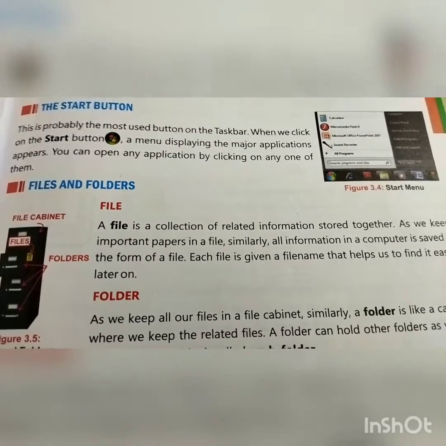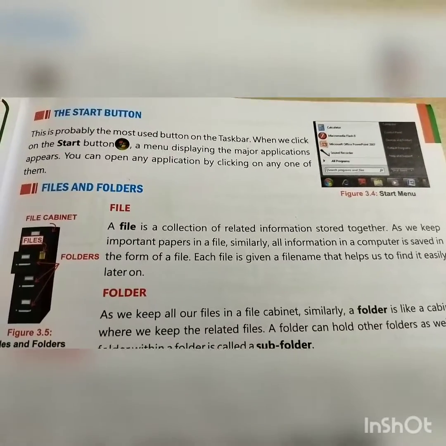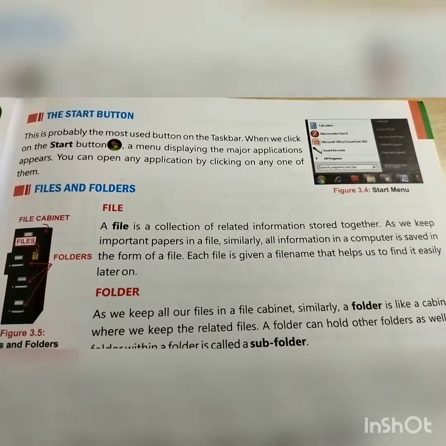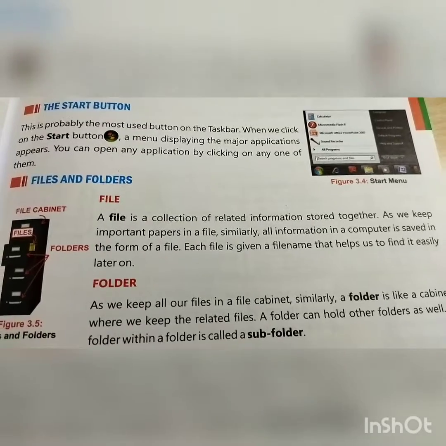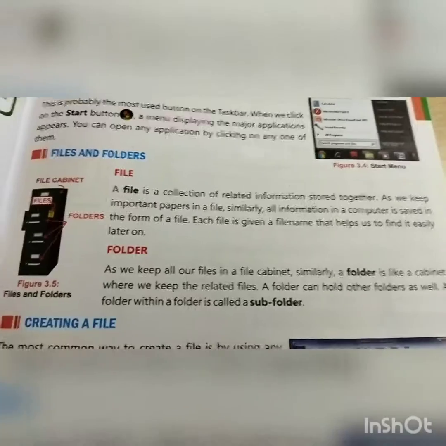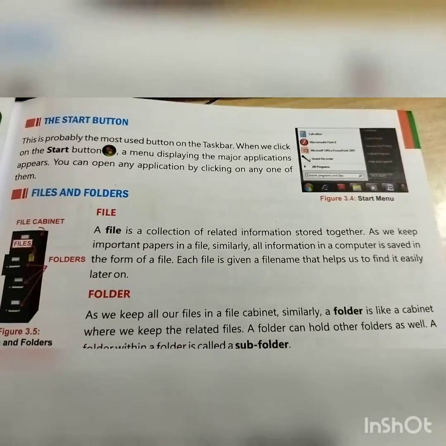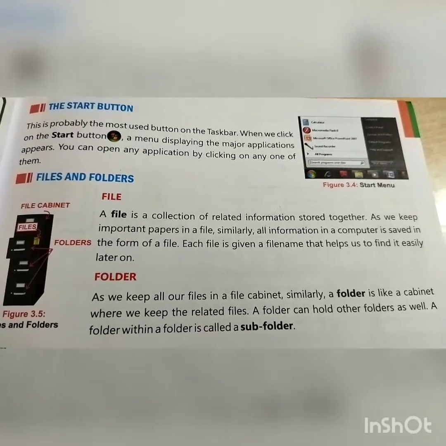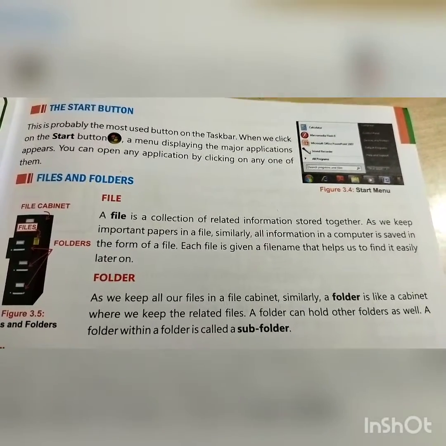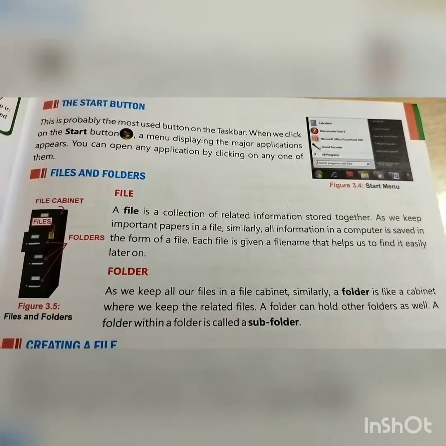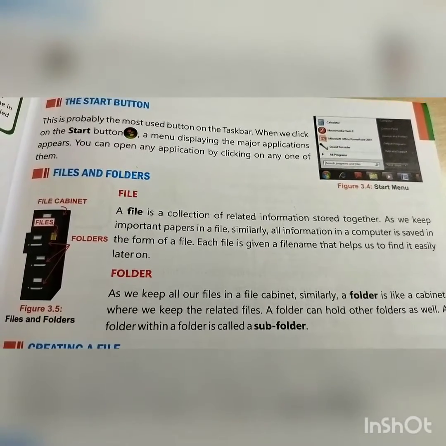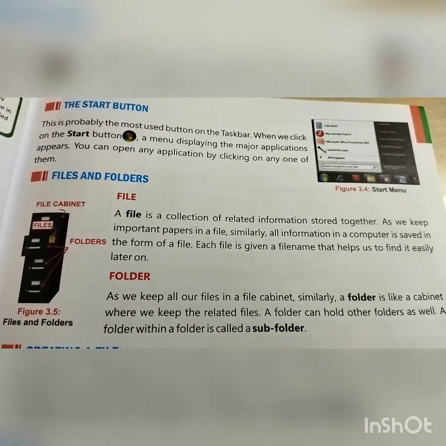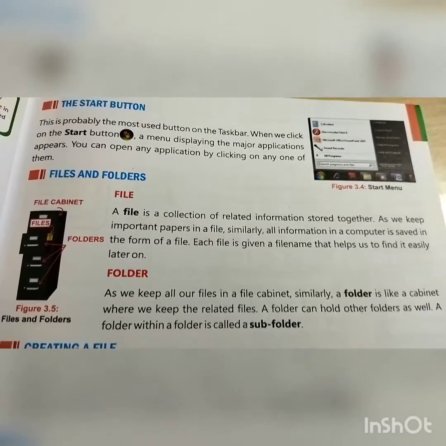Next, students, you can see files and folders. Files and folders are used in MS Windows 7. A file is a collection of related information stored together. As we keep important papers in a file, similarly all the information in a computer is saved in the form of a file. Each file is given a file name that helps us find it easily later on. You can see in figure 3.5, files and folders: first a file cabinet, next files, and then folders.